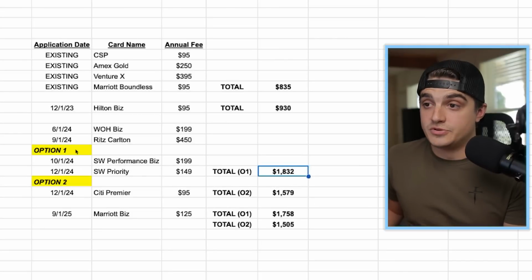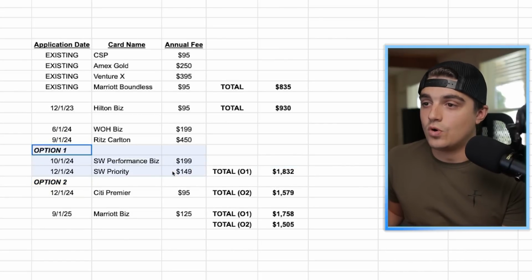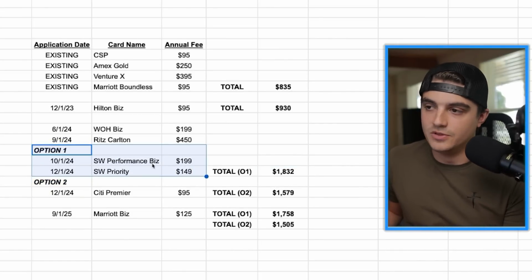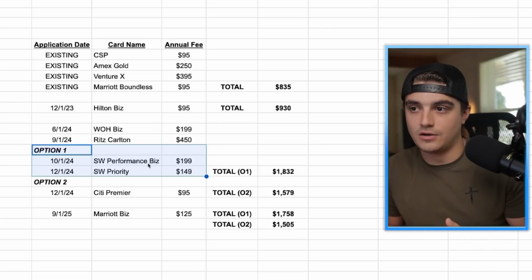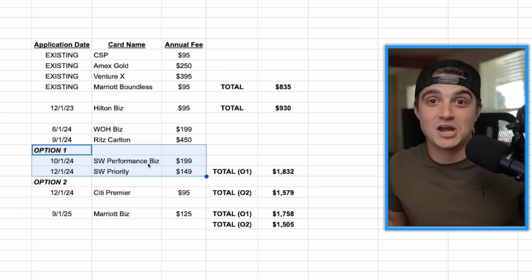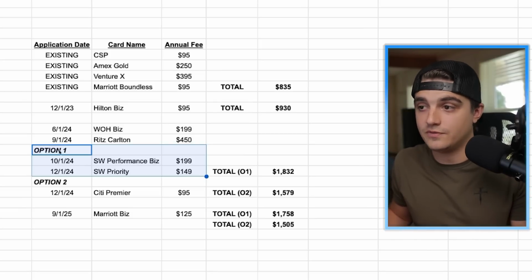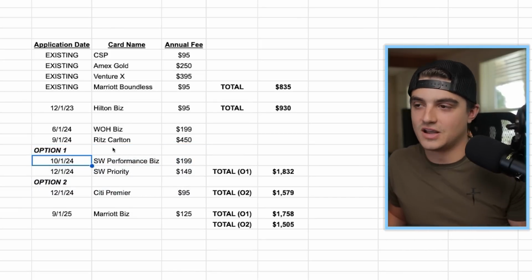Now we get into the two options here. The more I think about option one, I'm not 100% sure this is going to be the way I go. I honestly think it's probably less likely that I go this way, especially considering I'm assuming more cards will come out in the next year, at least I hope so. And those would probably replace both of these options. But as of right now, let's just go ahead and cover both options.